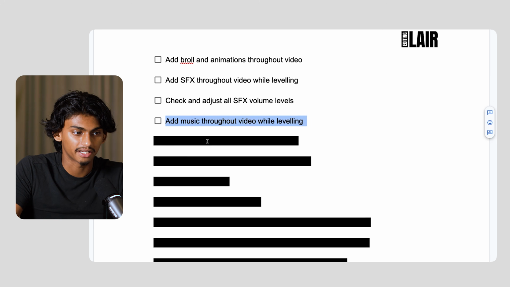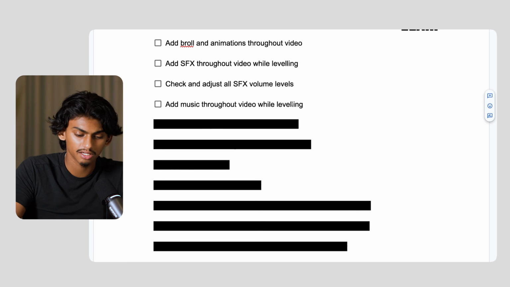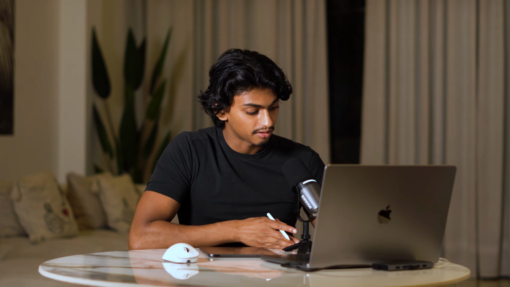Next, I'm adding music throughout the entire video. Once again, while leveling music, I have the same rules as sound effects for volume. So it should be loud enough where if I'm focusing on it, I can hear it clearly. It should be quiet enough where if I'm not trying to focus on it, it's not getting in the way of either the voice or just genuinely it's not annoying.